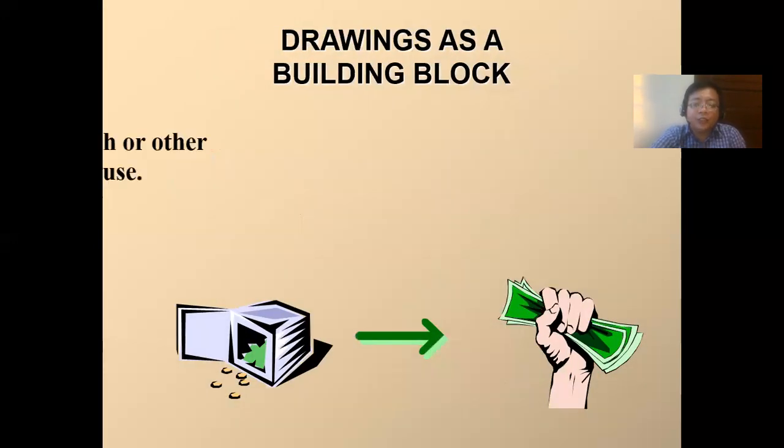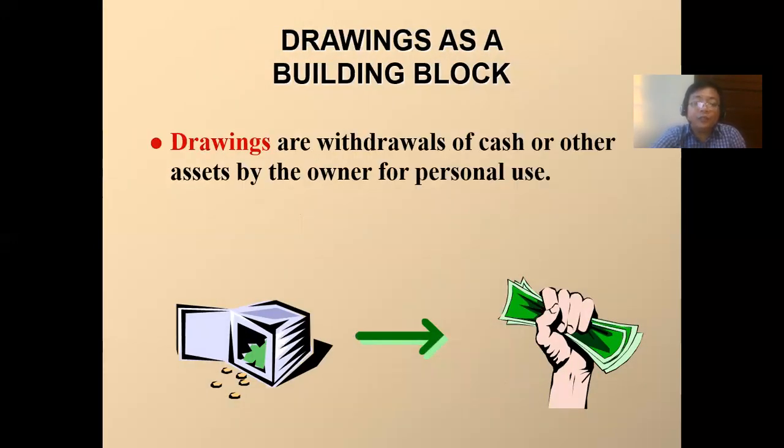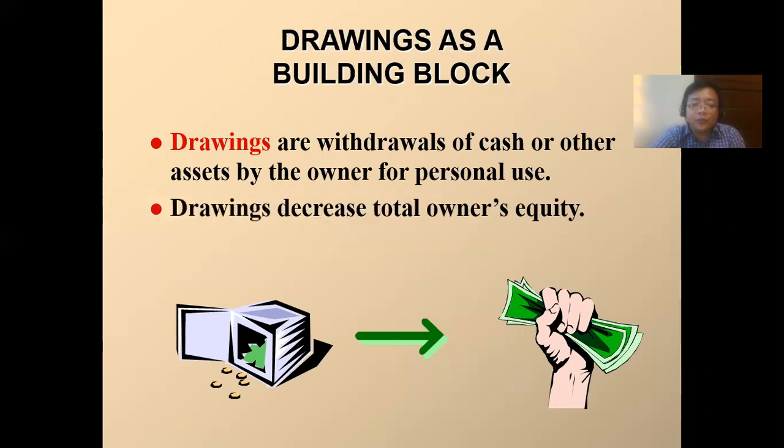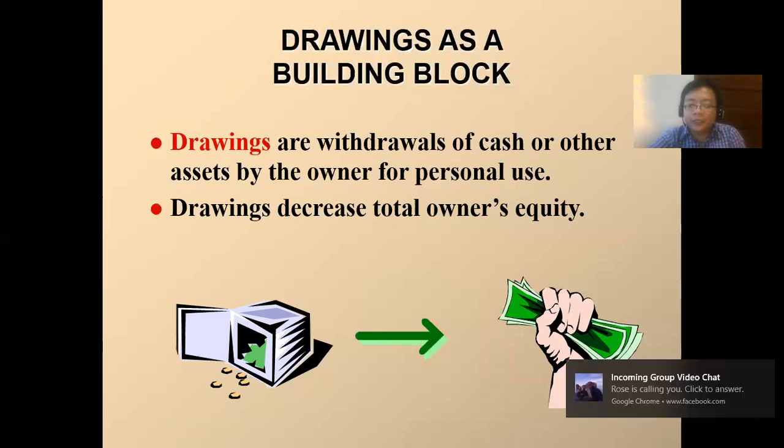Now these are the drawings. Drawings are the withdrawals of cash or other assets by the owner for personal use. Drawings will decrease your total owner's equity. Earlier, investment increases your owner's equity, while drawing decreases your owner's equity. It is common sense because you withdraw cash from your investment, that's why it is deducted. Okay?